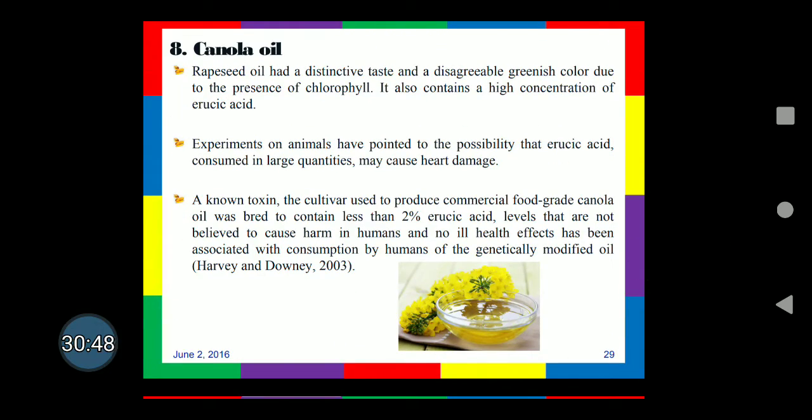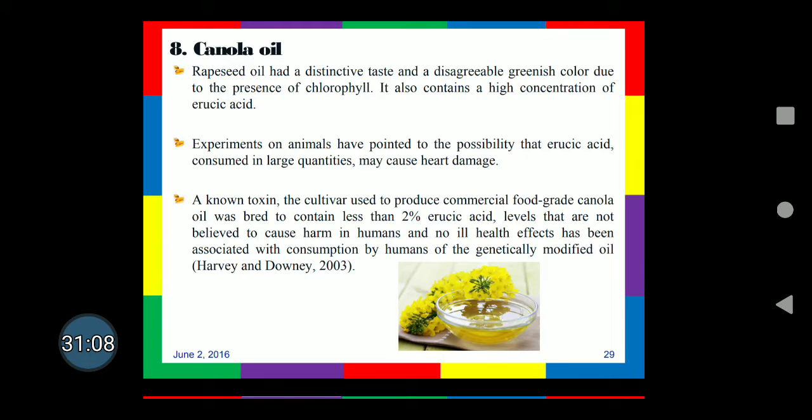Canola oil. The rapeseed oil has a distinctive taste and a disagreeable greenish color due to the presence of chlorophyll. It also contains a high concentration of erucic acid. Experiments on animals have pointed to the possibility that erucic acid consumed in larger quantity can cause heart damage.